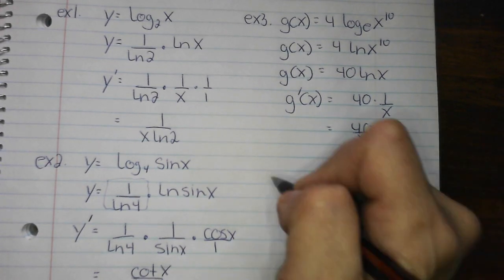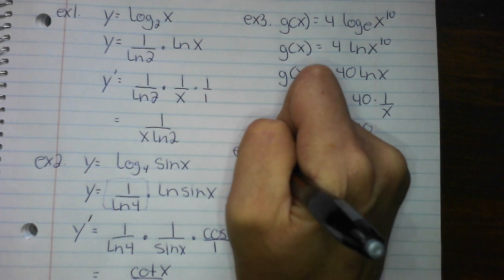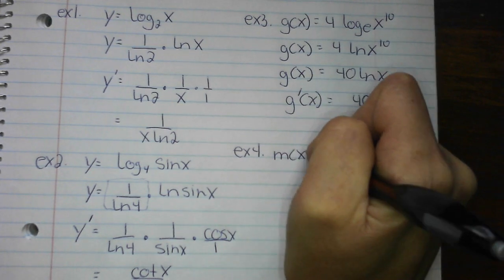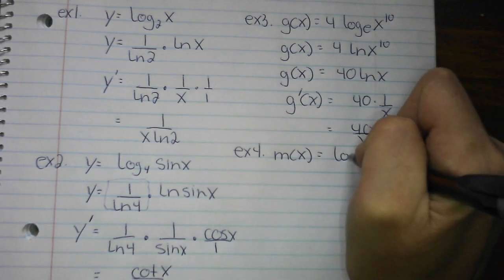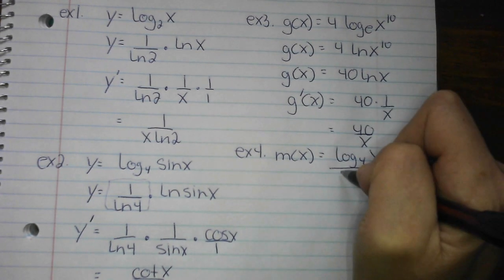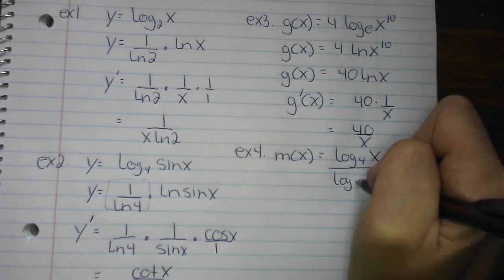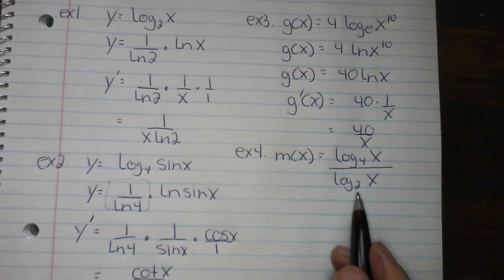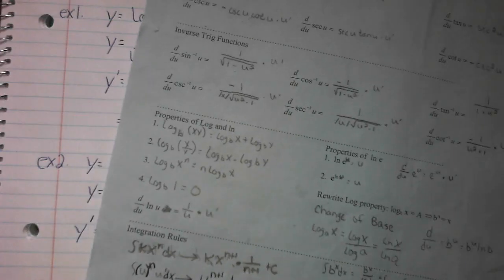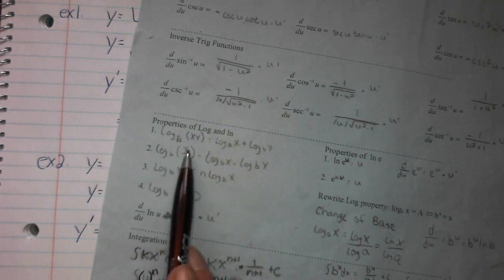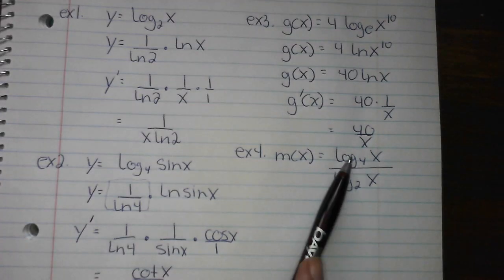Okay, number 4. This time I've got m of x equals log base 4 of x divided by log base 2 of x. Okay, this is not one of our log properties. Remember, that's the misconception. Nowhere do we have a log divided by a log. Nowhere. We've got a log of a quotient, but not log divided by log, so I can't do anything with that. So I need to do change of base in the top and the bottom.